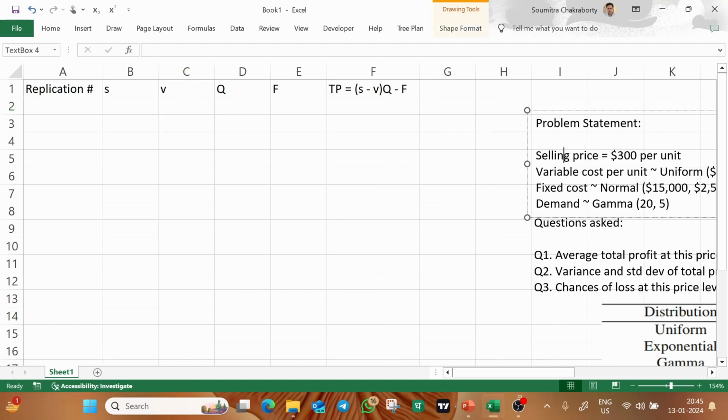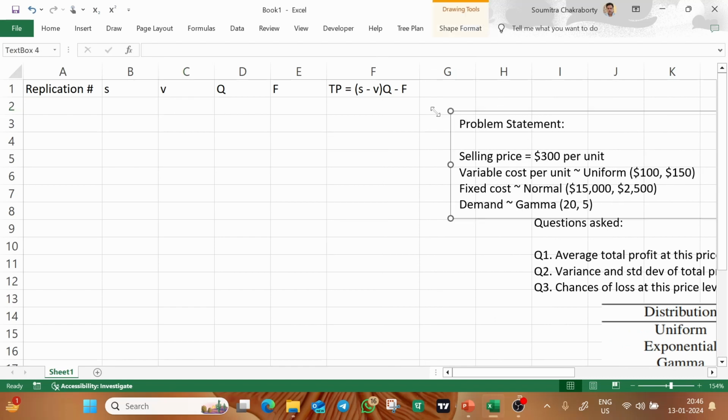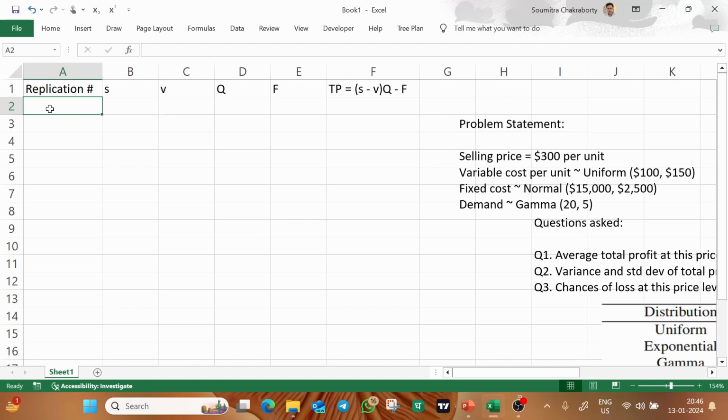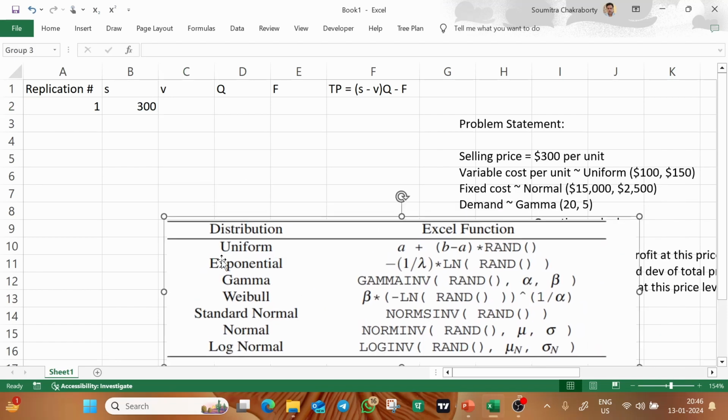So let us now create the first replication. This is replication number 1. What is your selling price? In our case, this is 300. See, 300 is written here. What is the variable cost per unit? Variable cost per unit follows a uniform distribution ranging from 100 to 150.